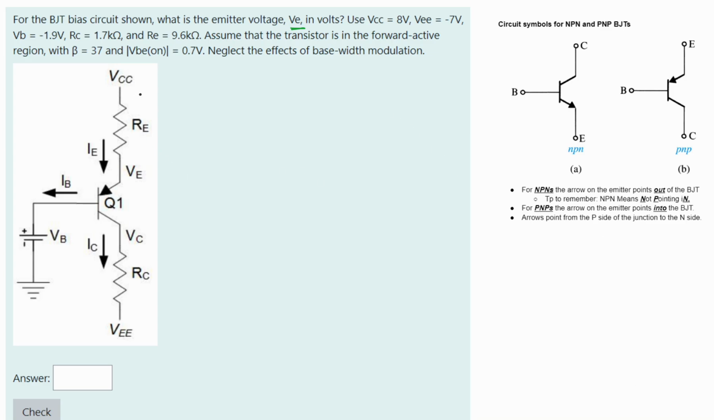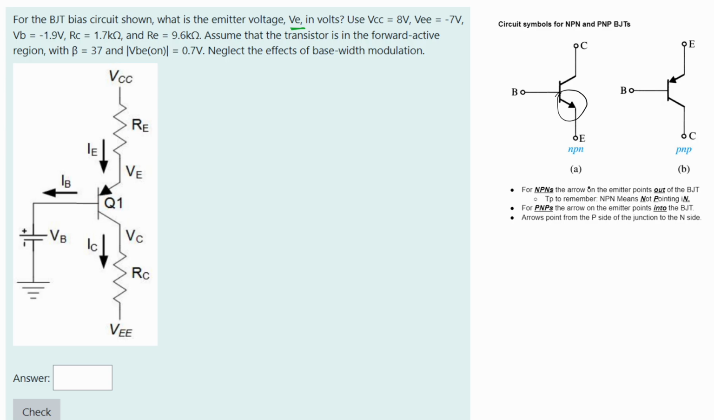We have the following circuit to the left. To the right, we have an NPN and a PNP BJT. I've just included this to show which one this is. Now, when we look at this, it's going to be a PNP, and that's because the arrow points into the base. For NPNs, the arrow on the emitter, which is right here, points out of the BJT.